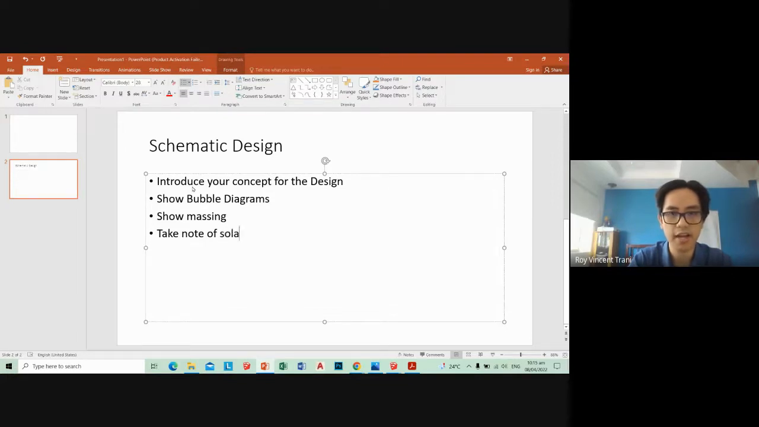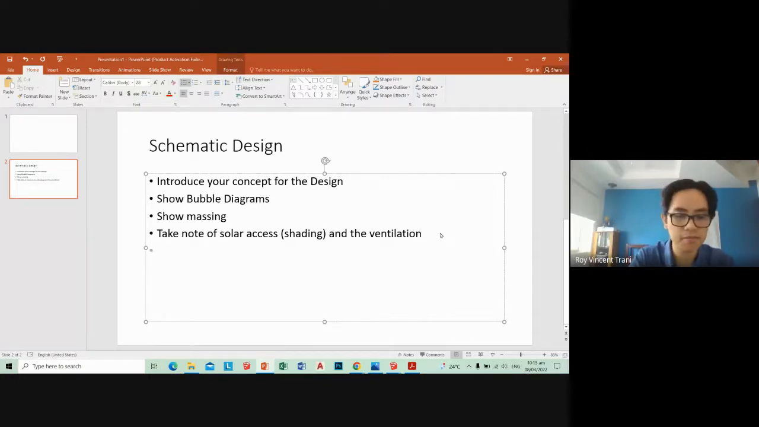Take note of, let's say, solar axis, basically the shading, and then the ventilation. So depending on your design, it's really up to you. You would want more or less depending on how you configure your bus station.